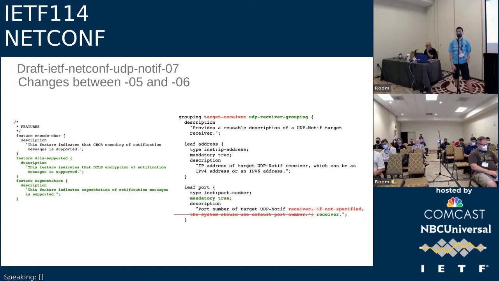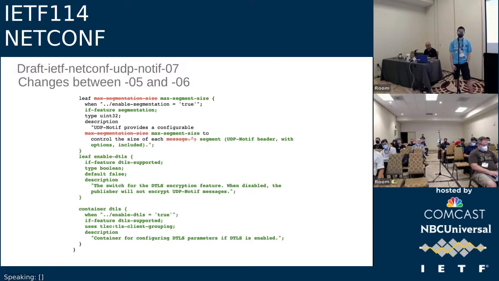Also, reviewing the YANG module, we added two missed features, one for DTLS and one for segmentation. We also renamed the global grouping name to UDP receiver grouping and made the port mandatory since there is no default IANA port anymore. Next slide, please. We did some rephrasing on the max segment size leaf to include the options octets on this leaf. And then lastly, the flag for enabling the DTLS layer and the container with the DTLS parameters. Next slide, please.